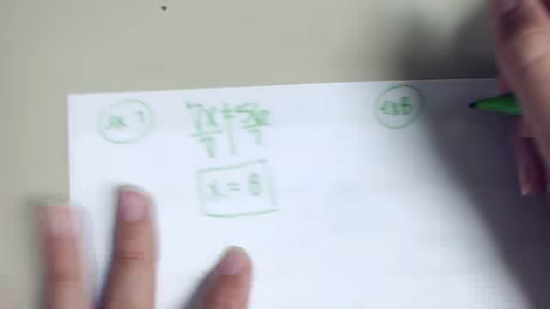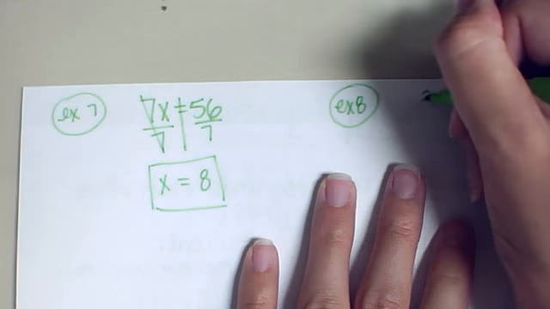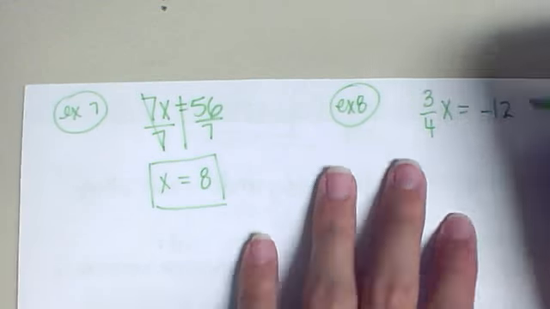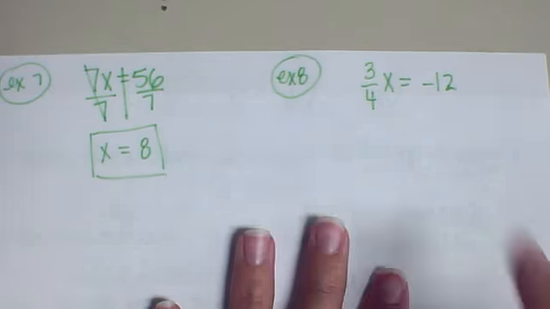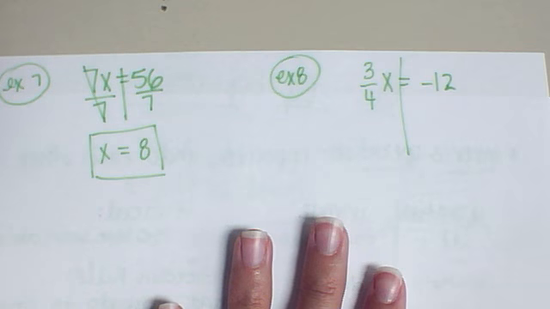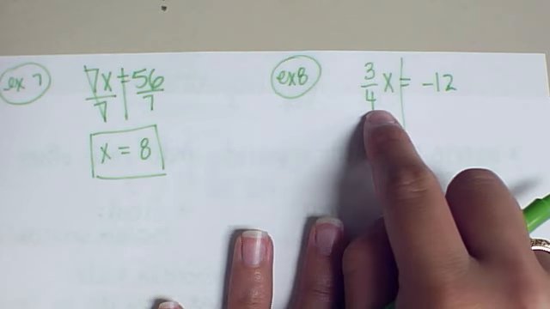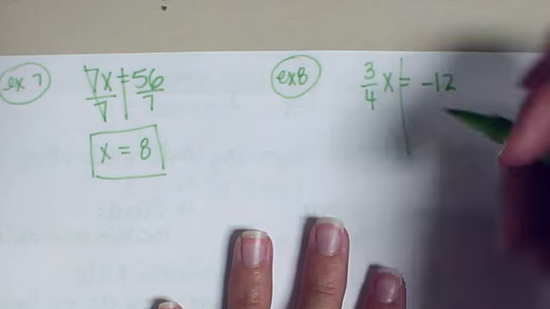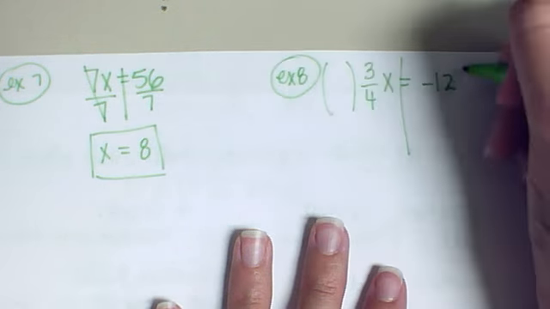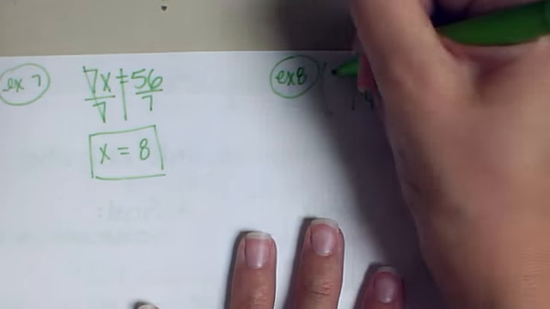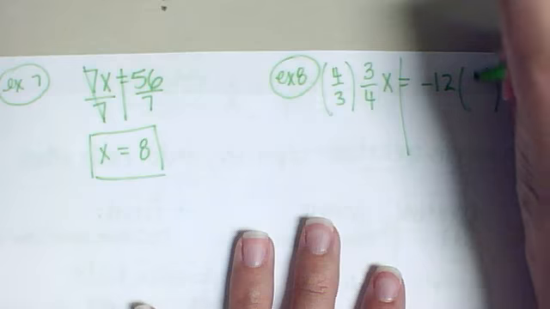Last problem for today. I have 3/4 of x equals negative 12. Now this one is kind of different. I'm multiplying x by 3/4, but I'm kind of multiplying by 3 and dividing by 4, or multiplying by a fraction, which is tricky. To get it to cancel, I'm going to flip my fraction and multiply. So it's different when it's a fraction. You're going to flip the fraction and multiply. 4 over 3 and 4 over 3.